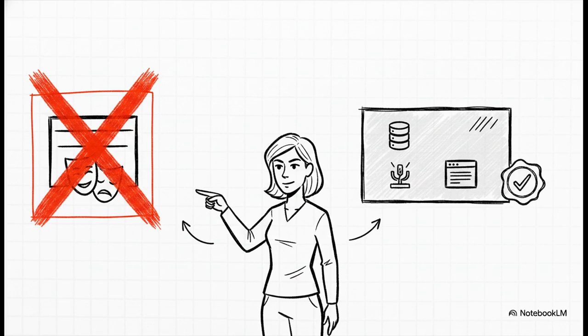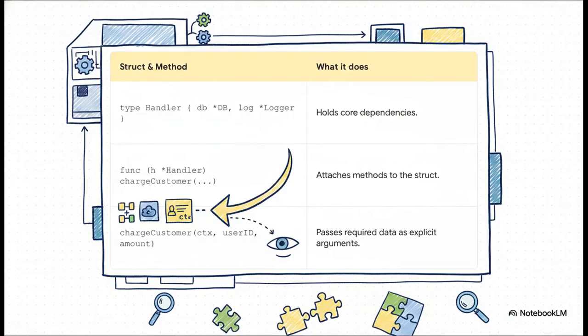Her goal isn't a clean signature. Not if clean just means short. No, her goal is an honest signature, one that tells you the absolute truth, the whole truth, and nothing but the truth about what her code requires. And here's how she does it.